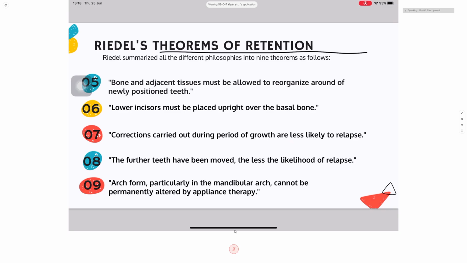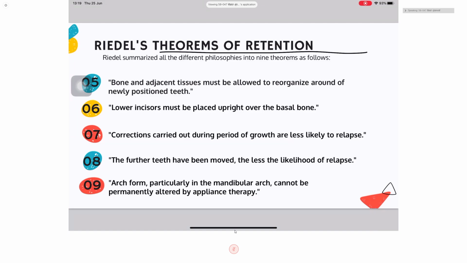Theorem 8. The further teeth have been moved, the less the likelihood of relapse. Just when the teeth have been moved over a greater distance, the retention required is decreased. Positioning teeth far away from the original environment to produce equilibrium is controversial.